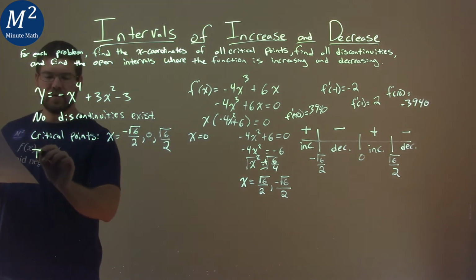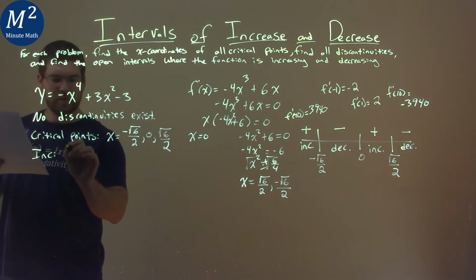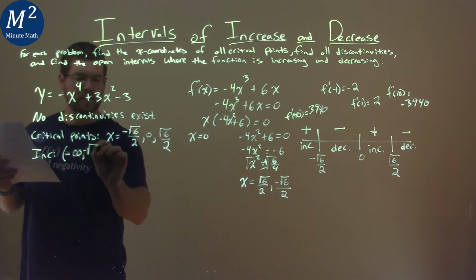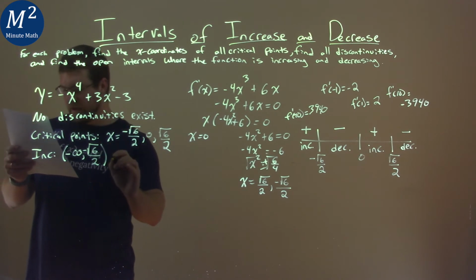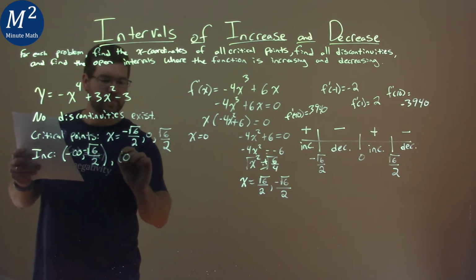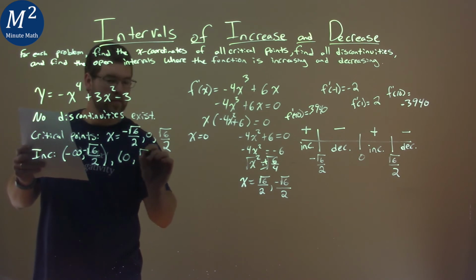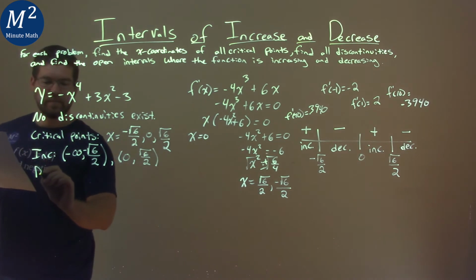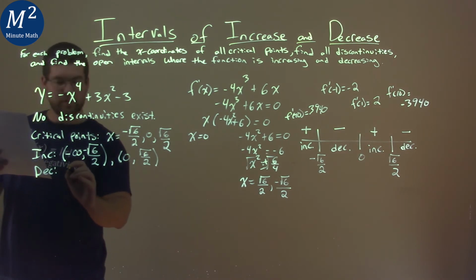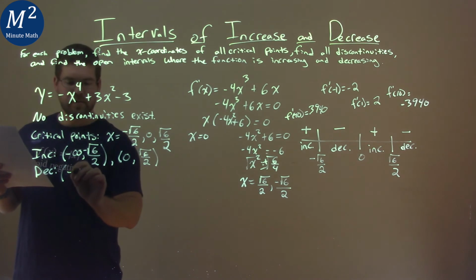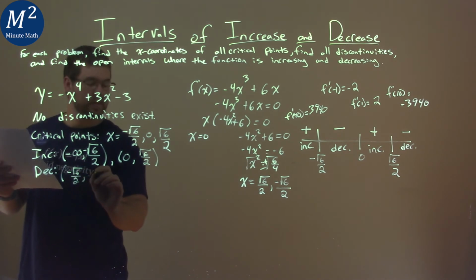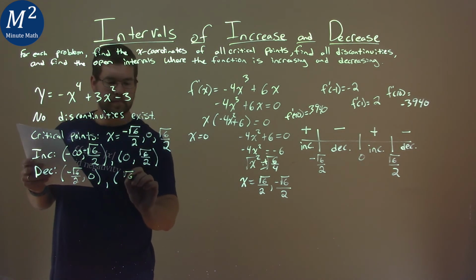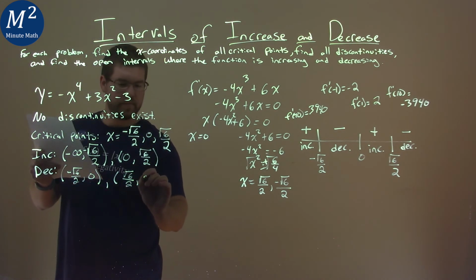So we are increasing on our interval from negative infinity to negative square root of 6 over 2, and from 0 to square root of 6 over 2. We are decreasing on the interval from negative square root of 6 over 2 to 0, and from square root of 6 over 2 to positive infinity right there.